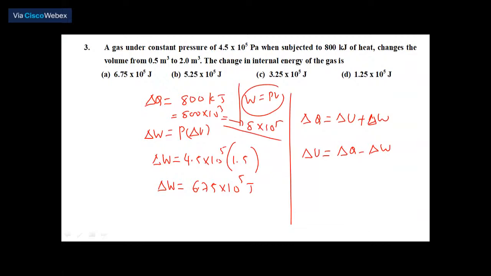Now coming back to the expression for change in internal energy, we can write delta U is equal to 8 into 10 to the power 5 minus 6.75 into 10 to the power 5. Take 10 to the power 5 common, and 8 minus 6.75 is 1.25. So 1.25 into 10 to the power 5 joules. So change in internal energy of the gas is found to be equal to 1.25 into 10 to the power 5 joules. Move to the next one.